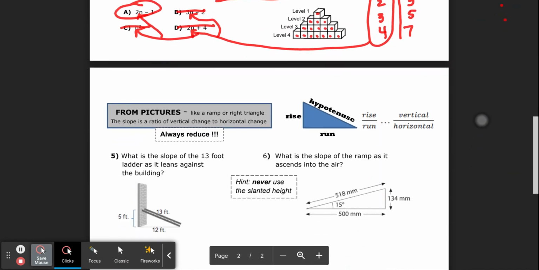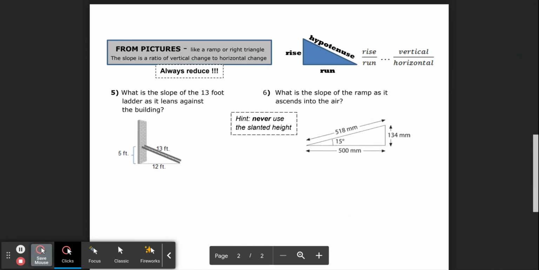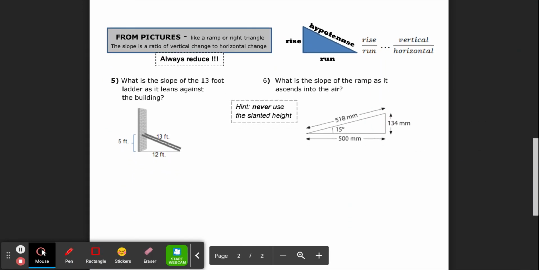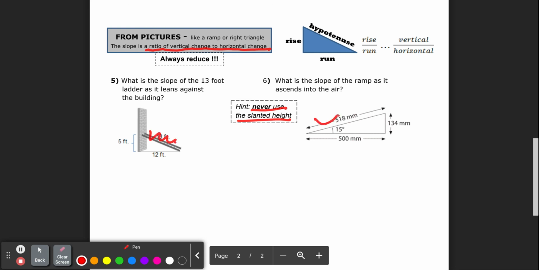All right, let's see what we have over here on this back side. Now it's from pictures. So with pictures, like a ramp or right triangle, the slope is a ratio of vertical change to horizontal change. Always reduce and never use the slanted height. So no and no, and we don't need that degree in there. So it'll be your rise over run. So that's what that one is. Didn't have to reduce or anything.